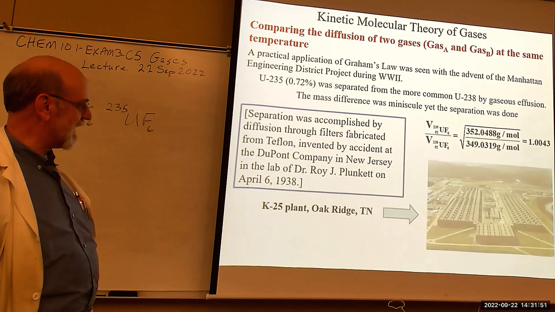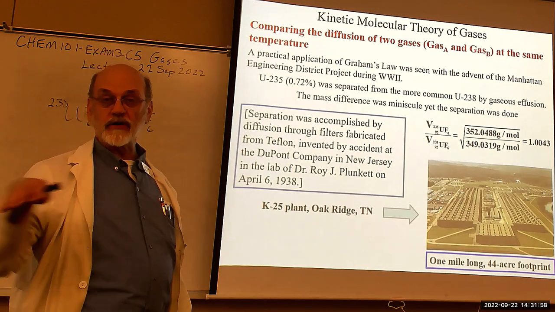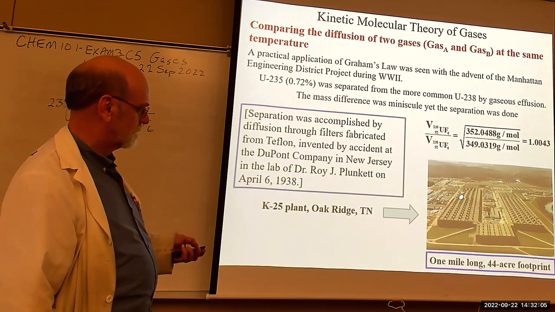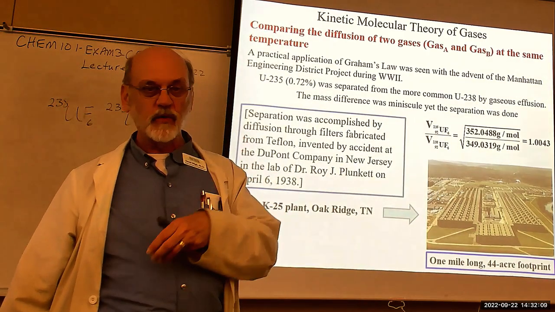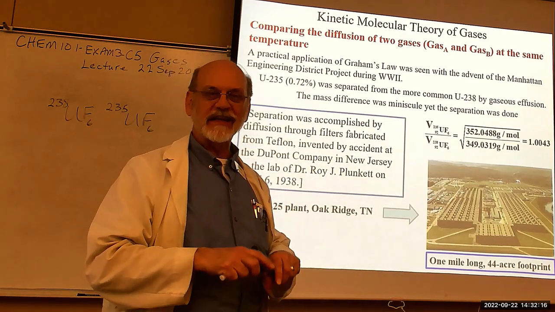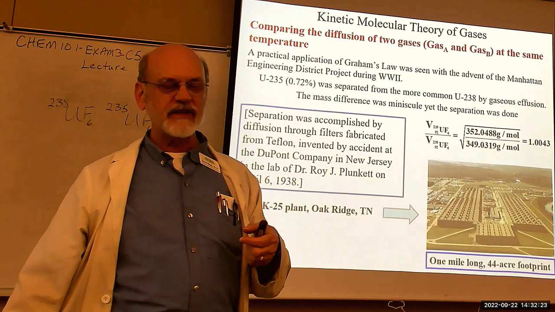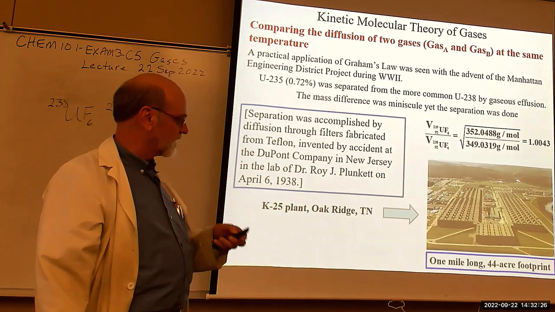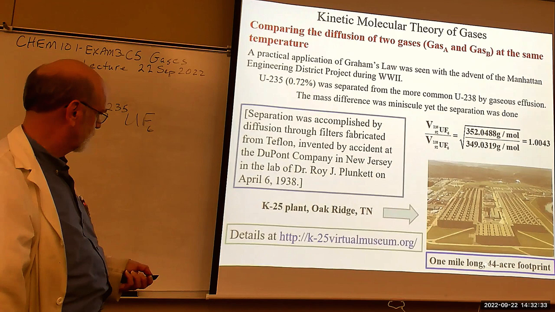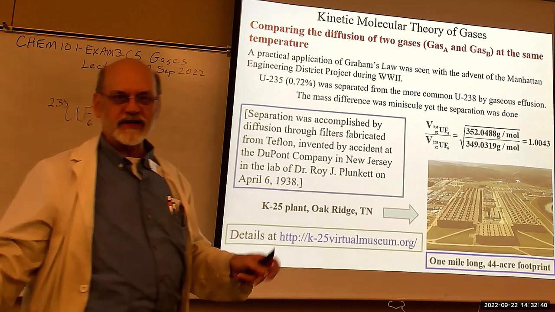Okay, the plant was K25. That was the name of the plant, K25. There were several other plants. They were working on different technologies. But this one, notice, it was massive. In fact, as a kid, my family wasn't that rich. So for entertainment, we would hop in the car and drive around the plant. It had a chain link fence with armed guards and all that stuff, but you could drive the service road around it. And it would take you 15 to 20 minutes to drive around the place. It had a 44-acre footprint. And if you want to know more about the plant, go to this website and it'll give you all the information you need.